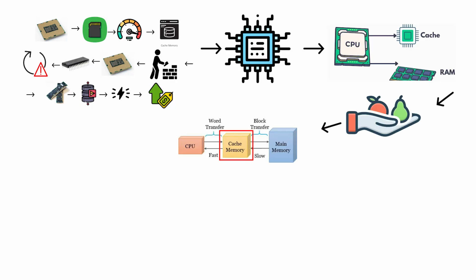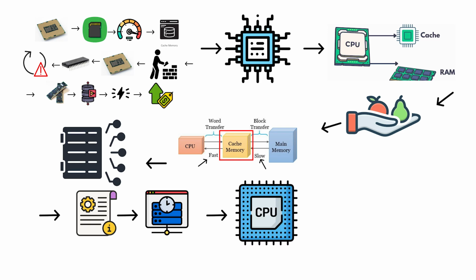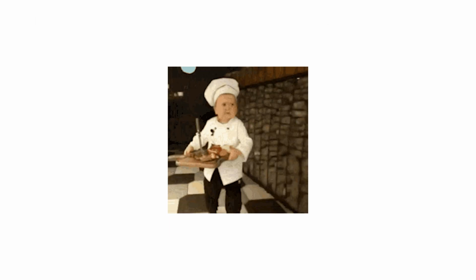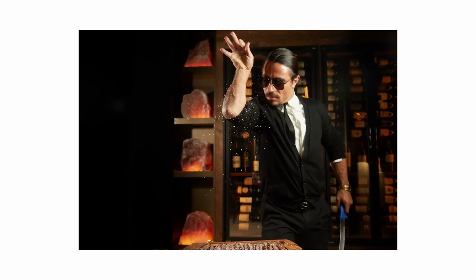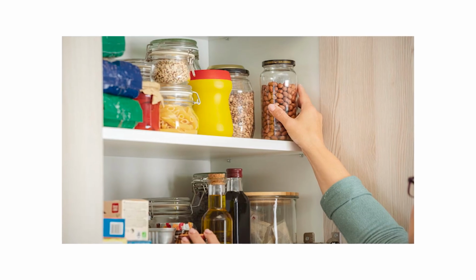So the CPU can't use cache for everything. Instead, it uses it as a middleman between the slow main memory and the ultra-fast CPU cores. Frequently used data and instructions are stored in this cache so that the CPU can grab them immediately without having to wait. Think of it like a chef who keeps salt and oil within arm's reach while the rest of the ingredients are in the pantry. The CPU cache is that quick reach shelf.